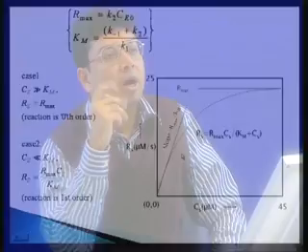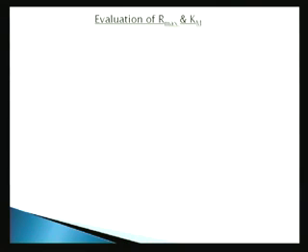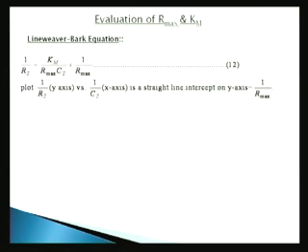Can you tell me what other ways there could be, apart from asymptotic analysis, if I want to use the whole range? Here I am not using the whole range. Plot 1 by R versus 1 by C. Very good. So this is known as the Lineweaver-Burk equation. Okay, so what you do is, look at this.